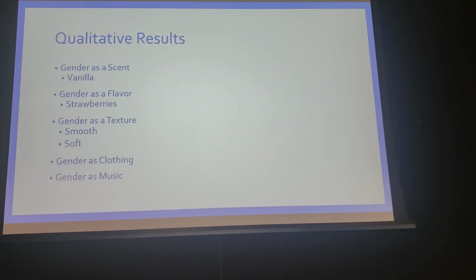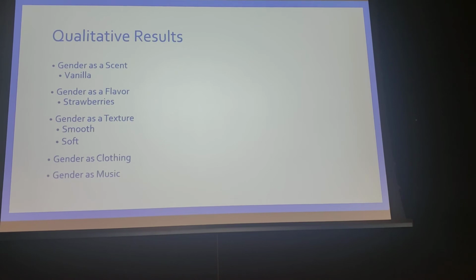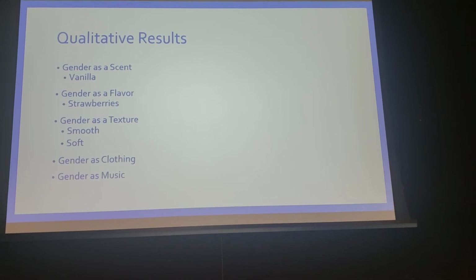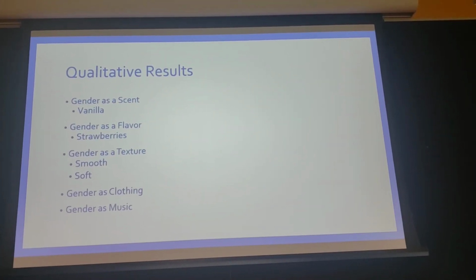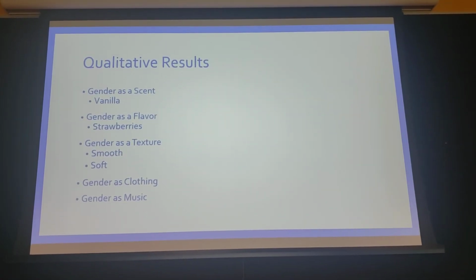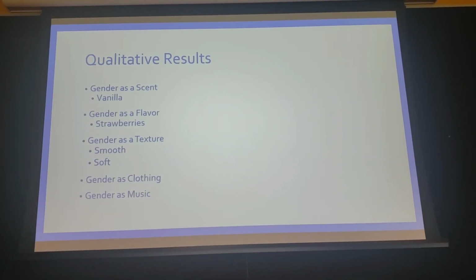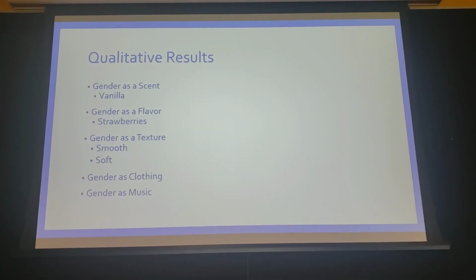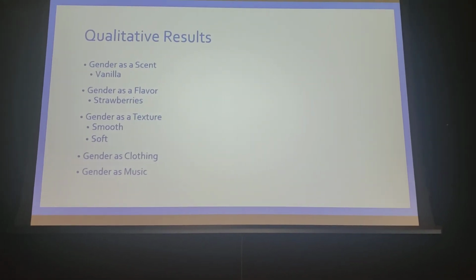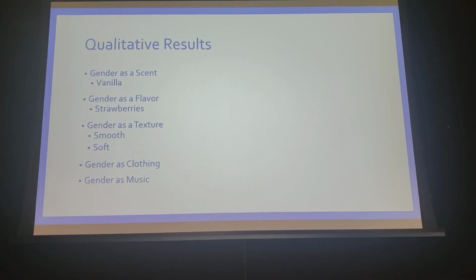I also ran a series of qualitative questions asking individuals to identify their gender based off of a series of questions surrounding the 5 senses. Coming out of this, we found that across all of the neurodivergency groups, gender was most commonly described as smelling like vanilla, tasting like strawberries, feeling smooth and soft. And then we also had clothing for a visual and music for an audio, which were both significantly more varied in their descriptions, with the music consisting of almost entirely different songs with only one song that was repeated.